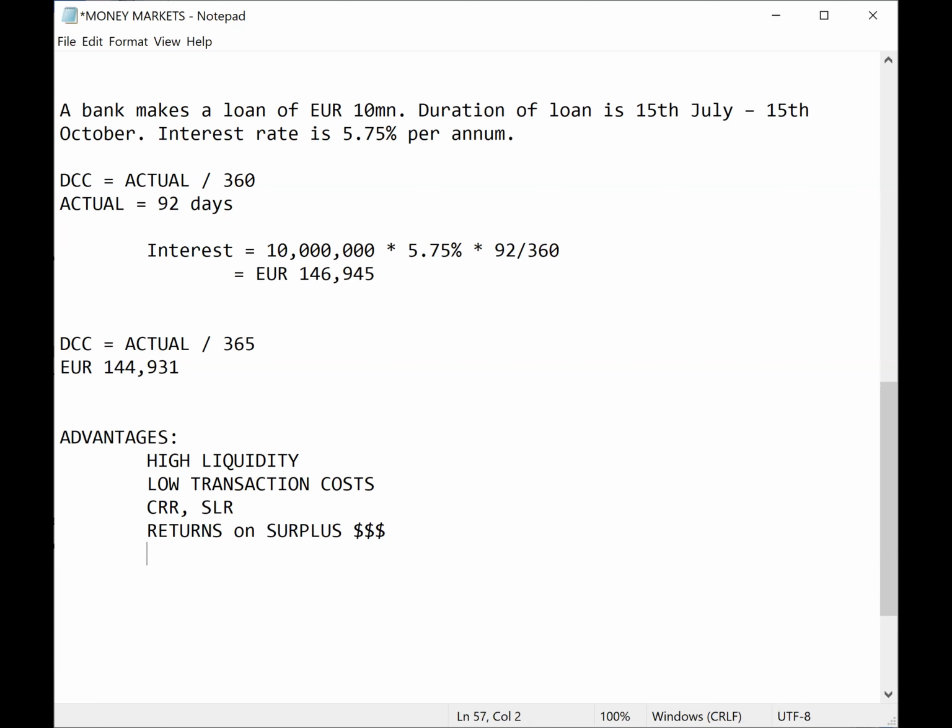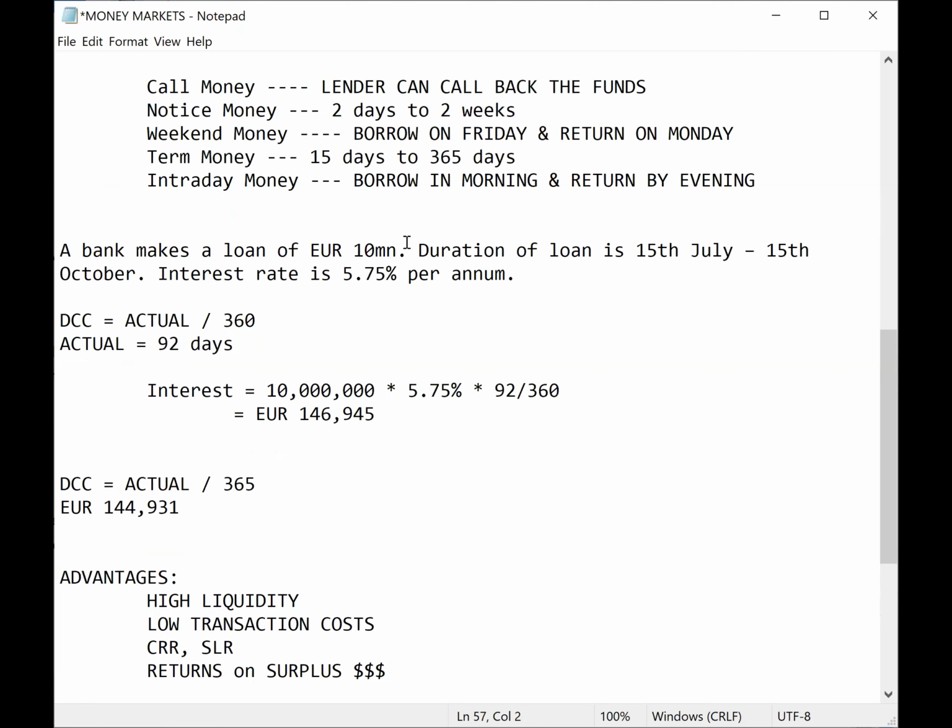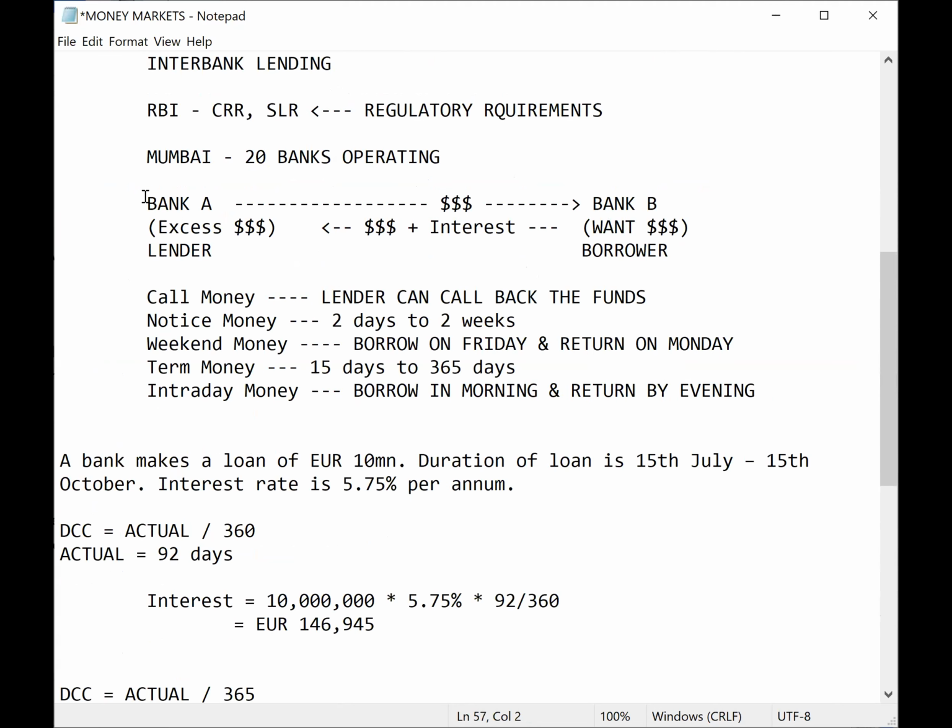Sir, can you repeat return on surplus once again? Yeah, for example, we discussed, right? This bank has excess funds, right? So this bank can earn returns on those excess funds. Okay, sir.